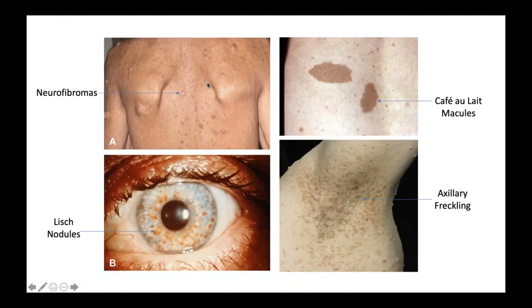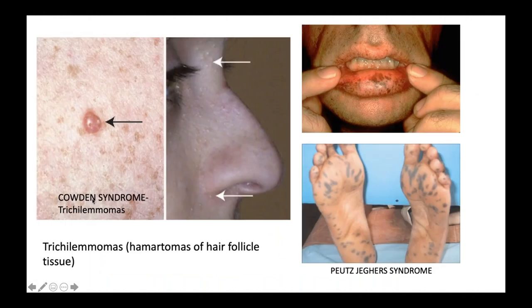So these are the important cutaneous manifestations of neurofibromatosis. You can have development of neurofibromas, which are hamartomas, café au lait macules, Lisch nodules, and these are asymptomatic. They do not lead to any sort of vision loss, and axillary freckling. Then Cowden syndrome is associated with trichilemmomas. These are hamartomas of the hair follicles, and these present as umbilicated papules. Then Peutz-Jeghers syndrome, which has typical perioral and acral pigmentation.